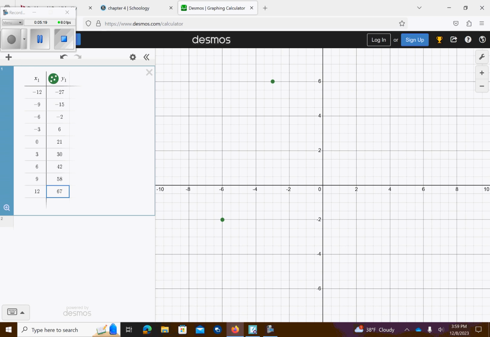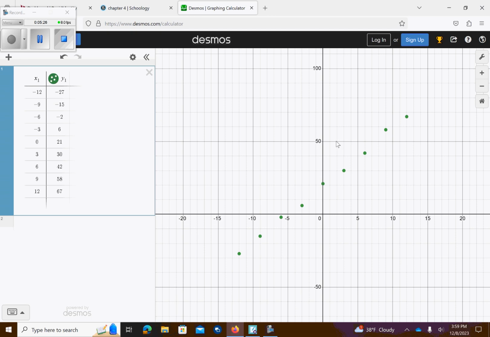So remember, if I can't see all my dots, you're going to go down to this little magnifying glass where it says Zoom Fit. You click that, and all of a sudden you can see all your dots. So let's figure out our line of best fit.